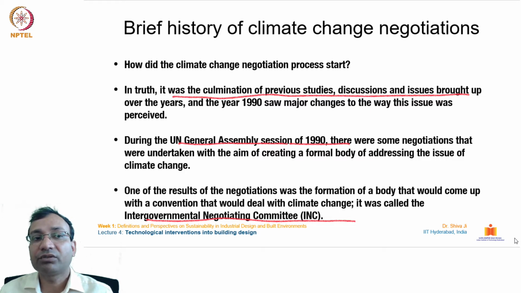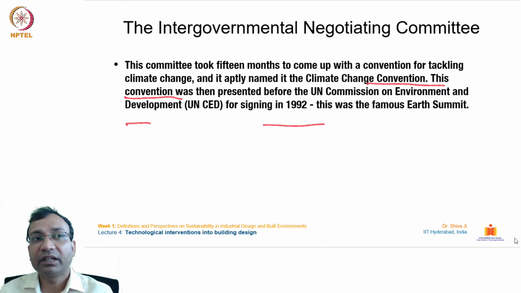One of the results of the negotiations was the formation of a body that would come up with a convention that would deal with climate change. It was called the Intergovernmental Negotiating Committee, INC. This committee took 15 months to come up with a convention for tackling climate change, and it aptly named it the Climate Change Convention. This convention was then presented before the UN Commission on Environment and Development, UNCED, for signing in 1992. This was the famous Earth Summit. You may have heard this name, Earth Summit.